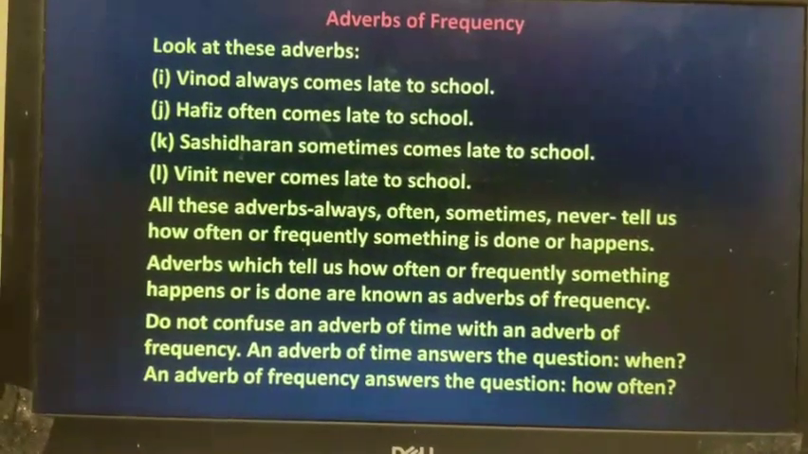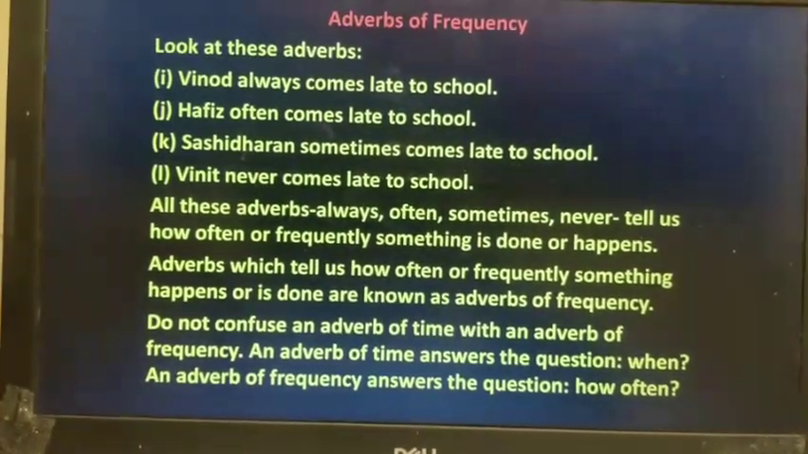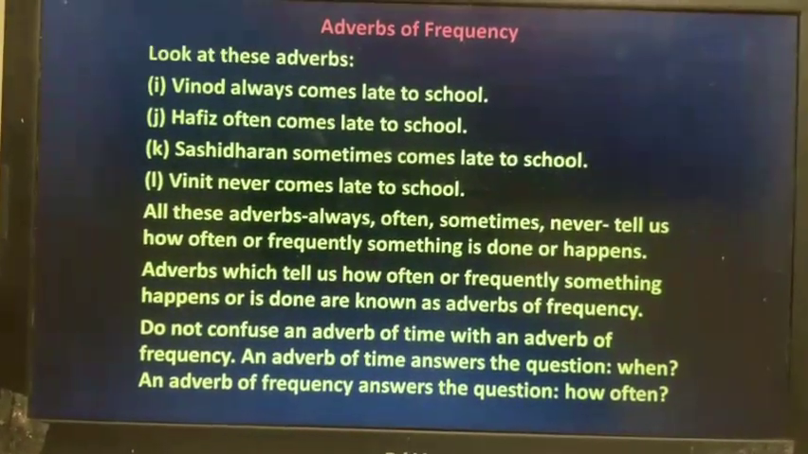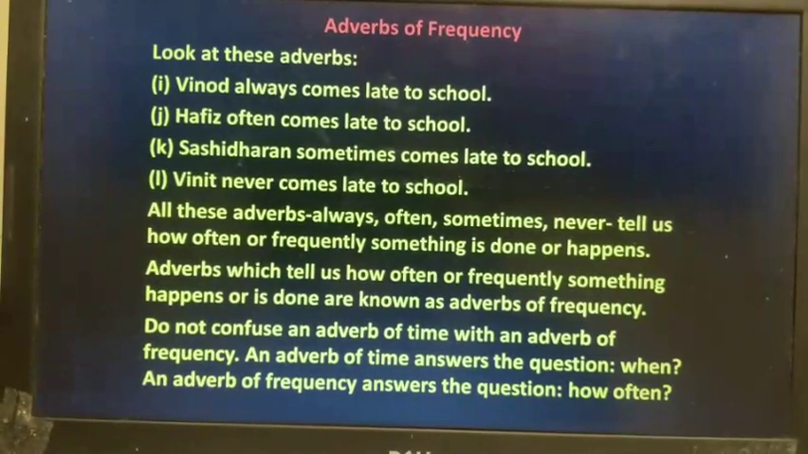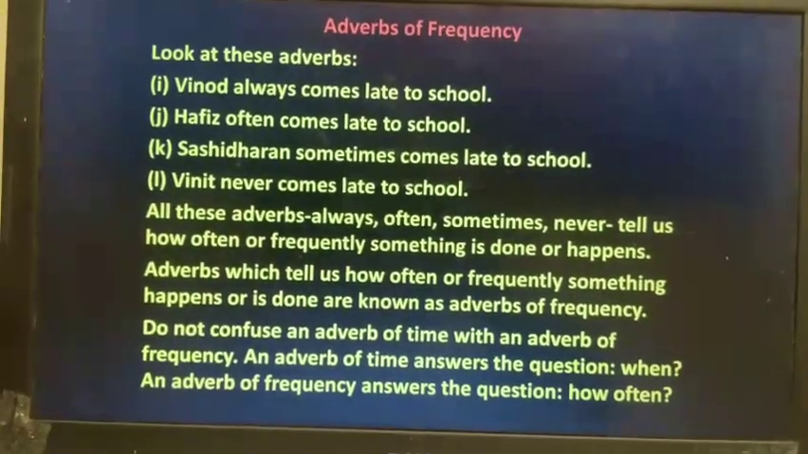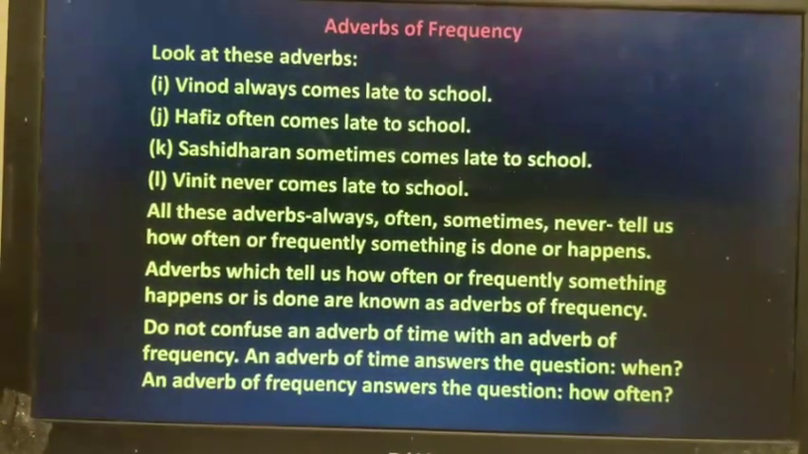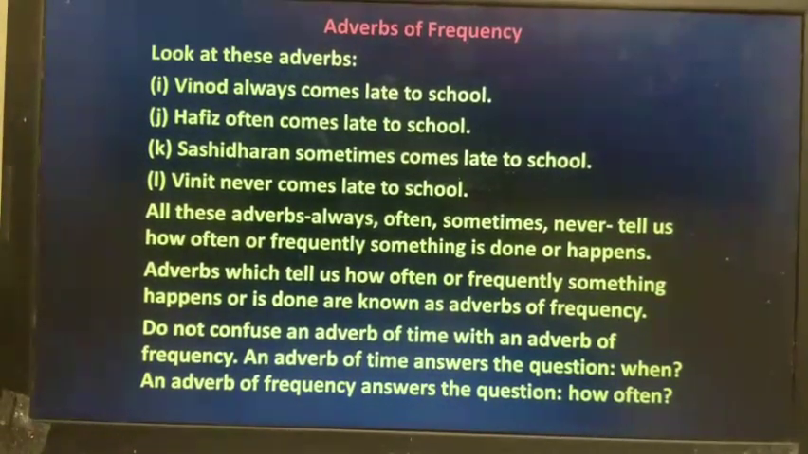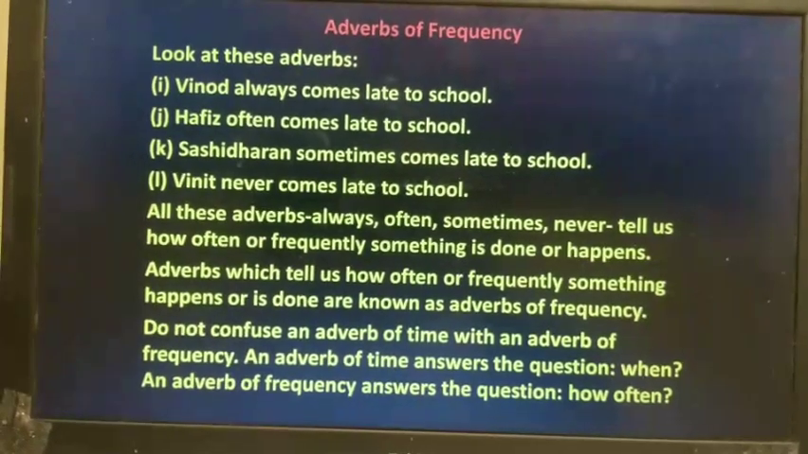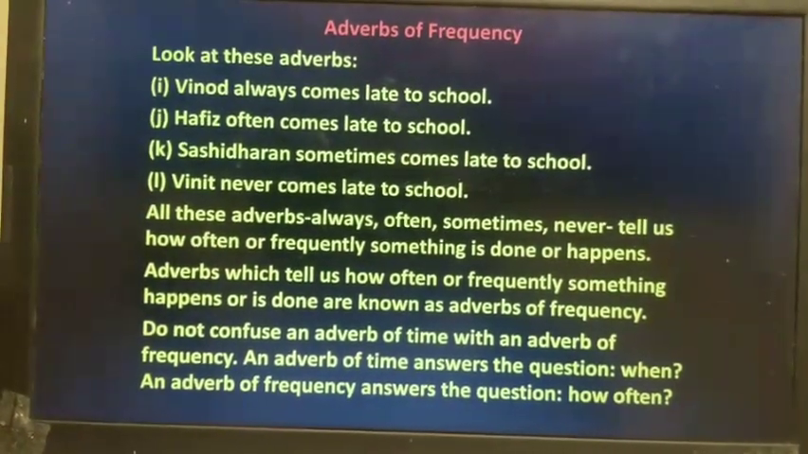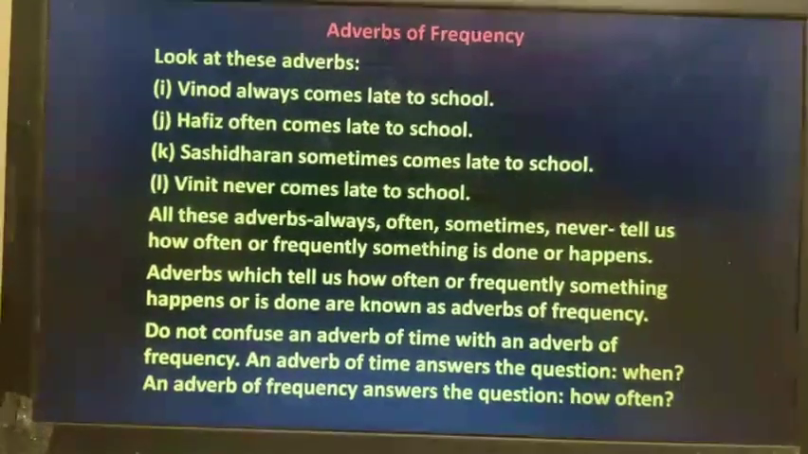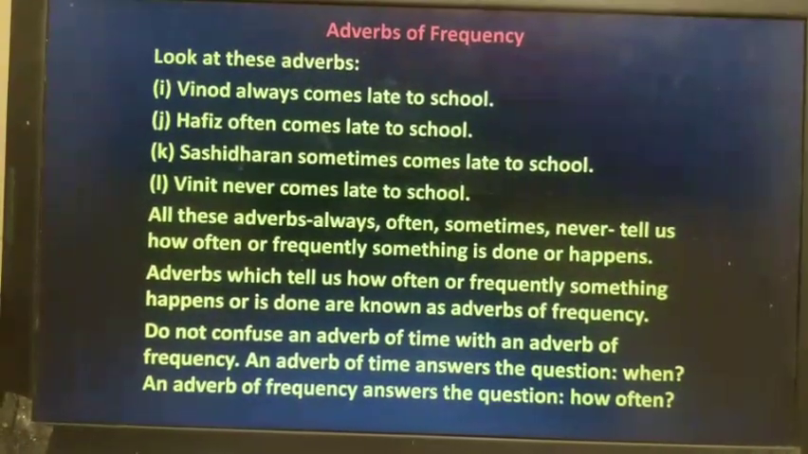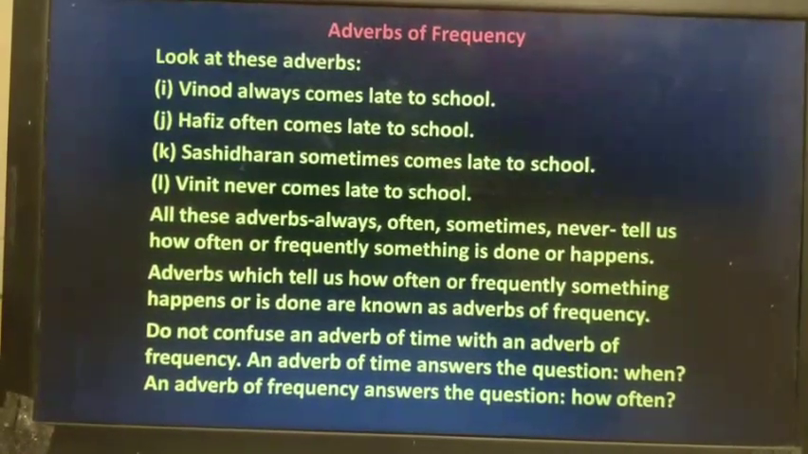Sashidharan sometimes comes late to school. So which is the adverb of frequency over here? Sometimes. Vineet never comes late to school. So which is the adverb of frequency? Never. All these adverbs, always, often, sometimes, never, tell us how often or frequently something is done or happens. So when you ask the question to yourself, students, how often, how frequently something is done, the word which gets answered is the adverb of frequency.